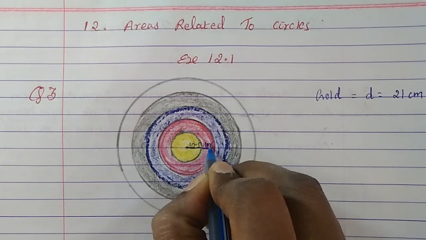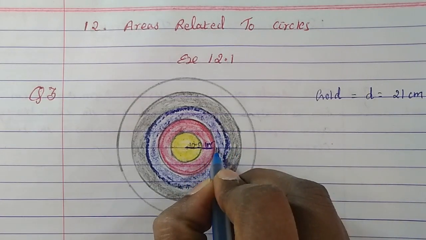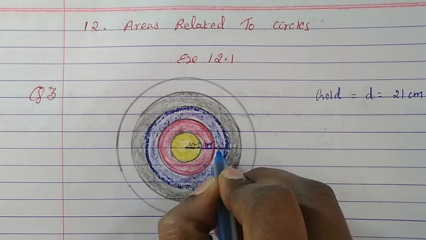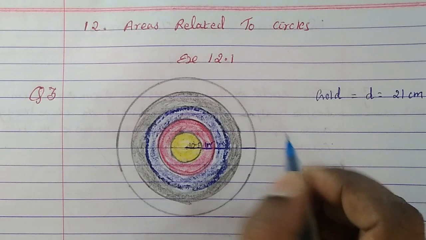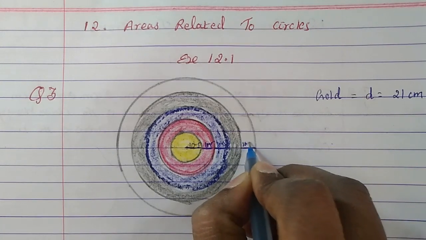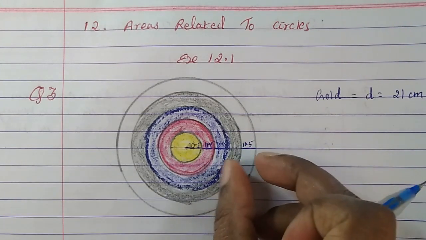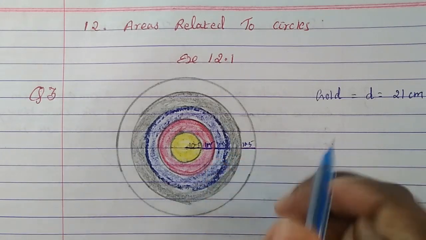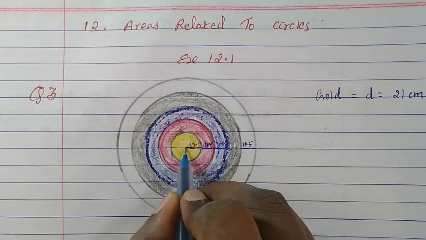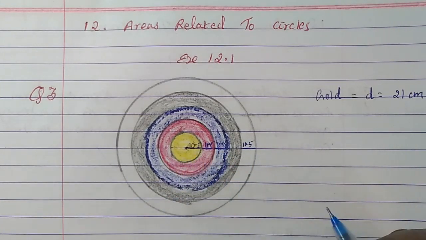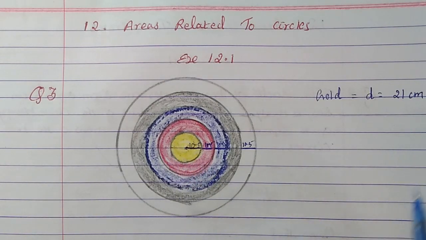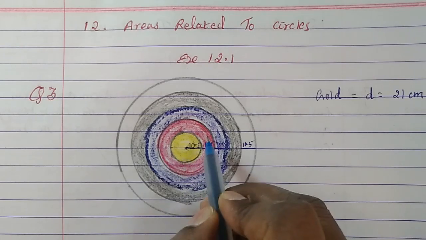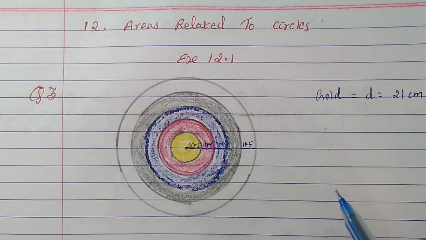Same way for this red band also the width is 10.5. Sorry, here it is not radius, it is width. Same way for this blue ring also the width is 10.5 and for this white ring also the width is 10.5. Okay, so the width of each ring is 10.5, and here the radius is 10.5 and the diameter of the gold ring is 21. Now what we have to find out? Find the area of each band.